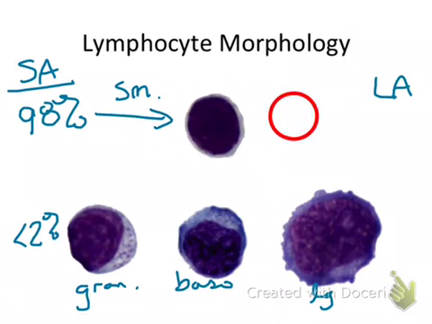So for comparison, this would be about the size of a red blood cell, and you can see that the small lymphocyte is less than 1 to 1.5 times the size of a canine red blood cell.